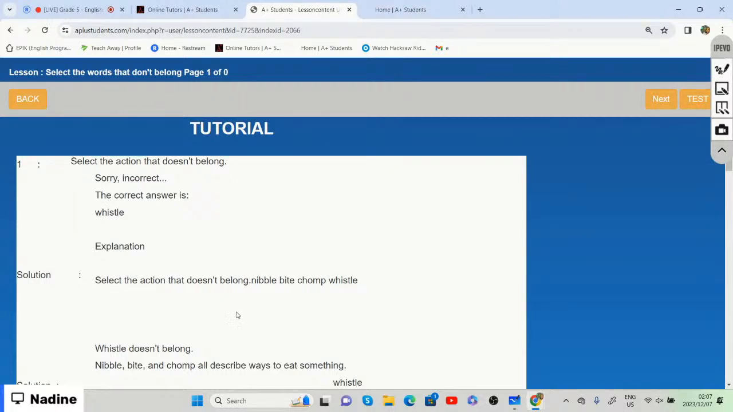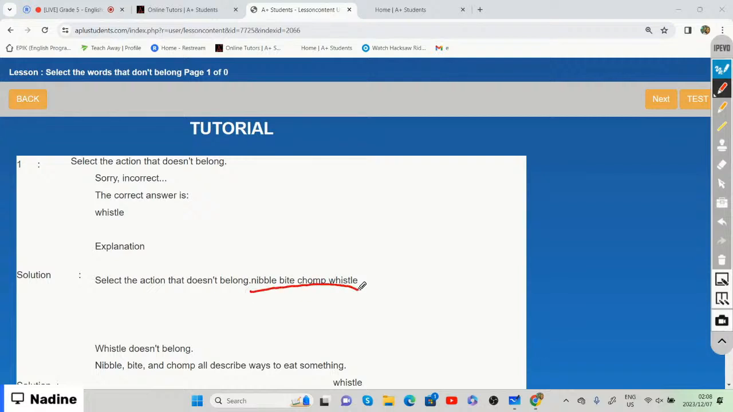It says we need to select the word that does not belong. I'm going to rewrite it so it can be easier to see. It says nibble, bite, chomp, whistle.